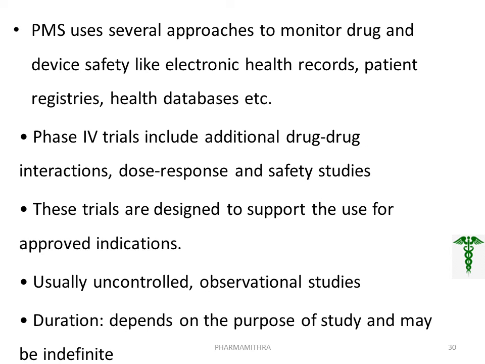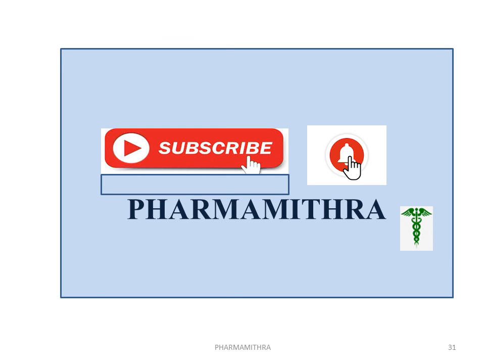Usually uncontrolled observational studies are done in phase 4, and the duration of the study depends on the purpose of the study, and it may be indefinite. It will extend for a number of years. So by this, I think you will get somewhat of an idea about clinical trials, the various phases, and the uses of doing clinical trials.